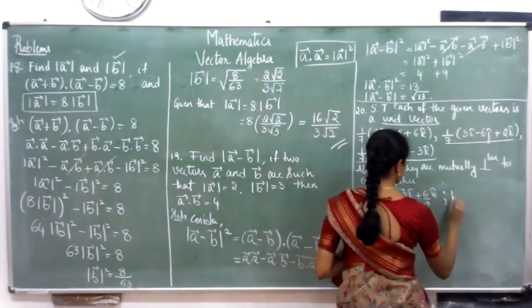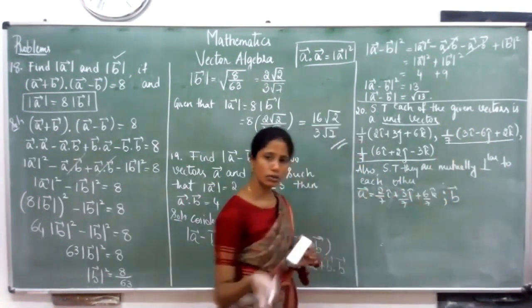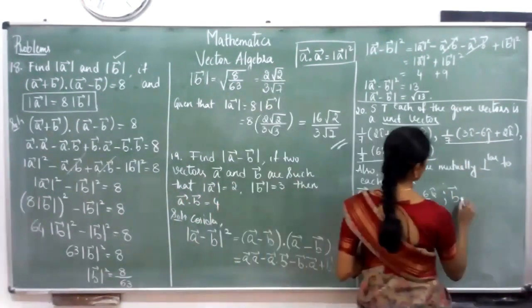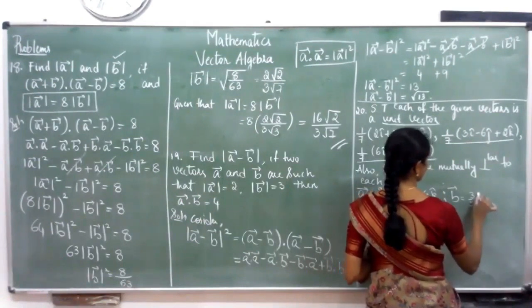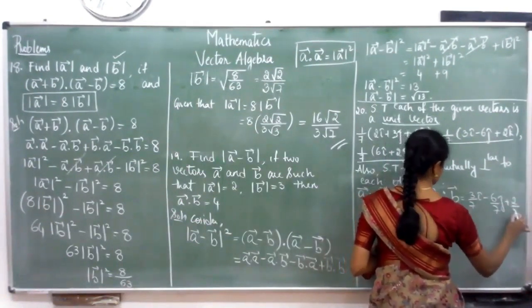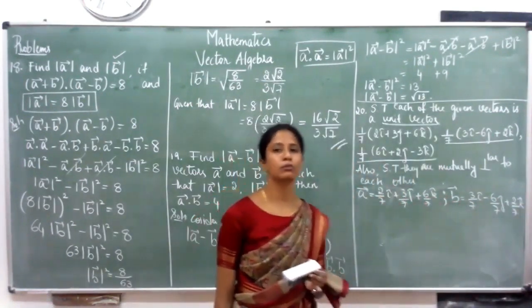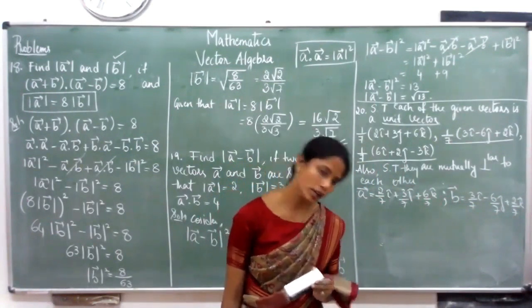The second vector, I call it vector B. Again, I am going to multiply this 1 by 7 inside. So it is 3 by 7 into i cap minus 6 by 7 into j cap plus 2 by 7 into k cap. I need to find whether these two vectors are mutually perpendicular or not.